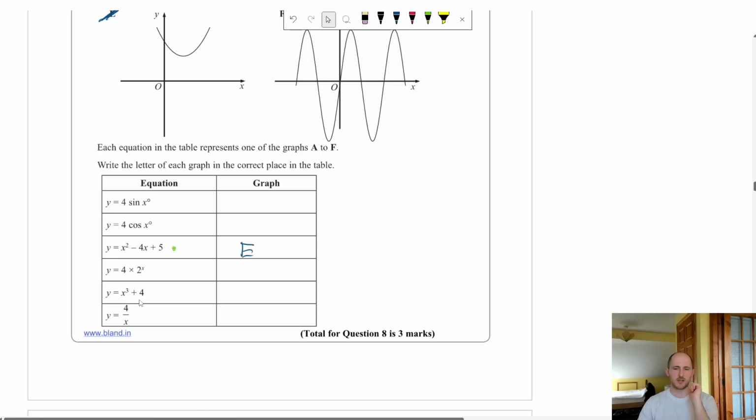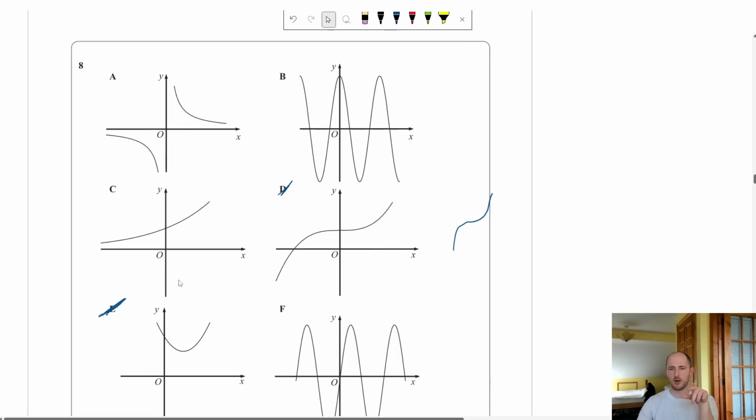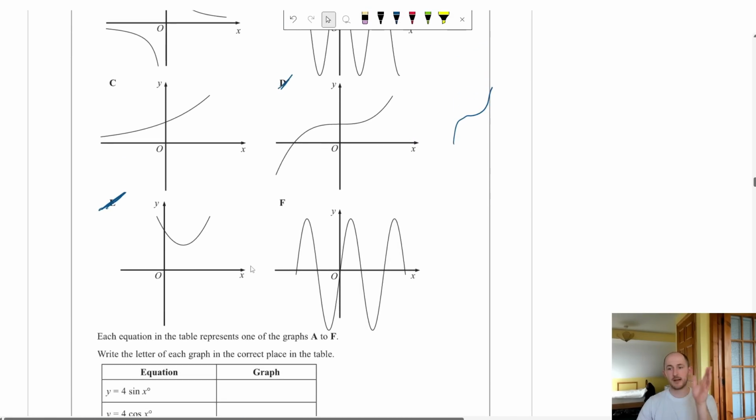Some people hate the x cubed graph. I don't mind it. But the normal x cubed graph looks like that, so it kind of looks like D. So I'm going to put D there. If any of them that you're unsure of, leave them for last.